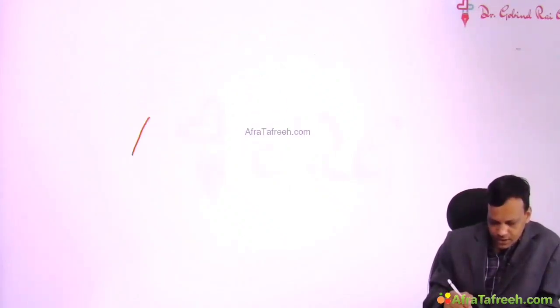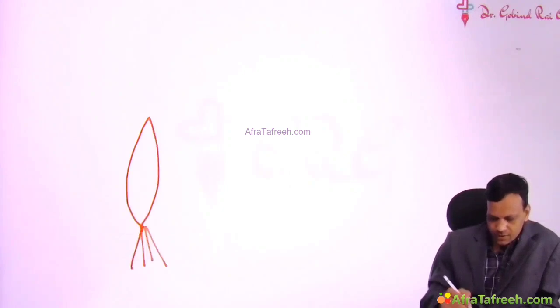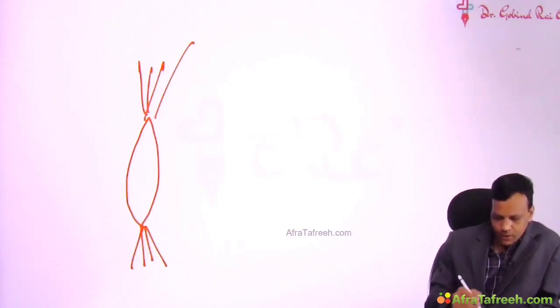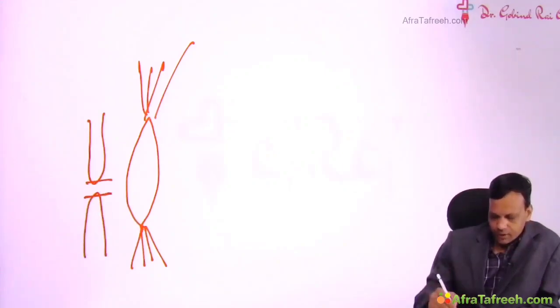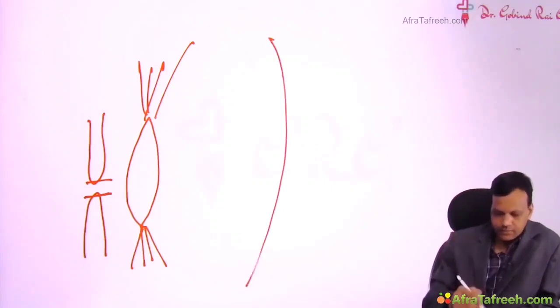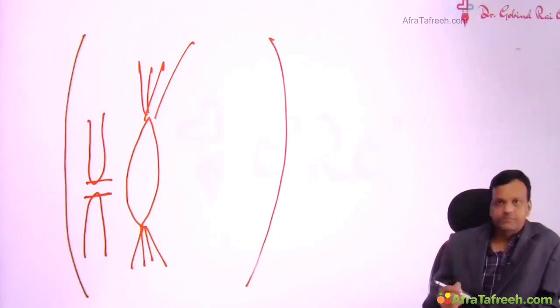If we see, this is the lens. This is suspensory ligament. This is iris. The space between two iris is pupil. This is retina. And this is cornea, conjunctiva.